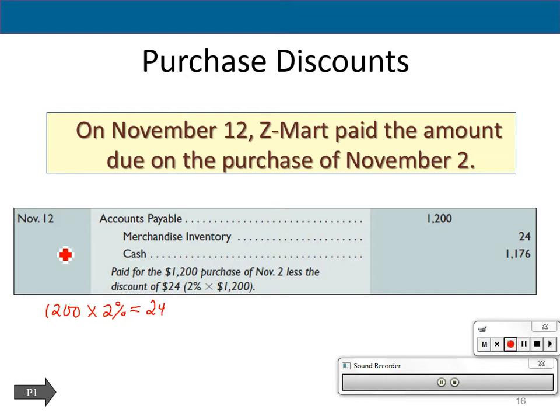To calculate the discount, you take the full amount of the invoice and multiply it by the percent to get the amount of the discount. Accounts payable is decreased by $1,200 because they're paying this invoice off, right? They got a discount on it, so they're not paying the full $1,200, but we still have to write the full $1,200 off of the books out of accounts payable because it's satisfied. We credit merchandise inventory for that discount amount of $24, and we credit cash, which is what we actually had to pay out, which is $1,176. Okay.